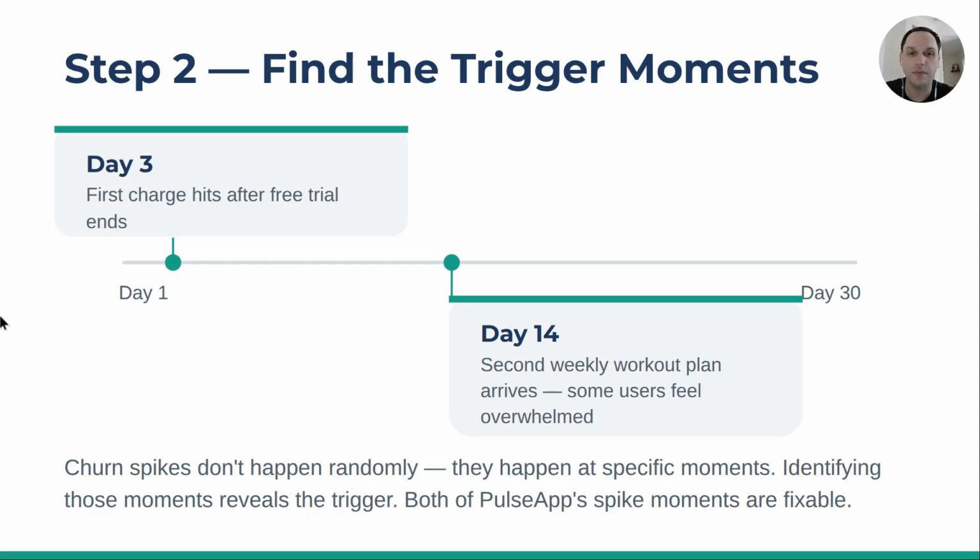The second spike is on day 14, when PulseApp sends the second weekly workout plan and some users feel overwhelmed by the volume. 2 specific moments, 2 specific triggers, both completely fixable. One is a billing transparency problem. The other is a content pacing problem. Without the timing map, both would be invisible inside the aggregate 7% monthly churn rate.